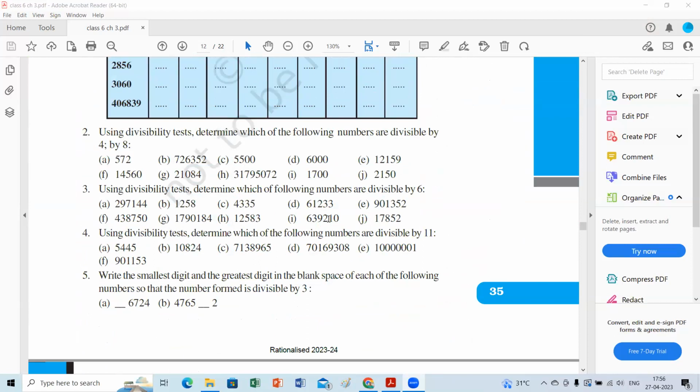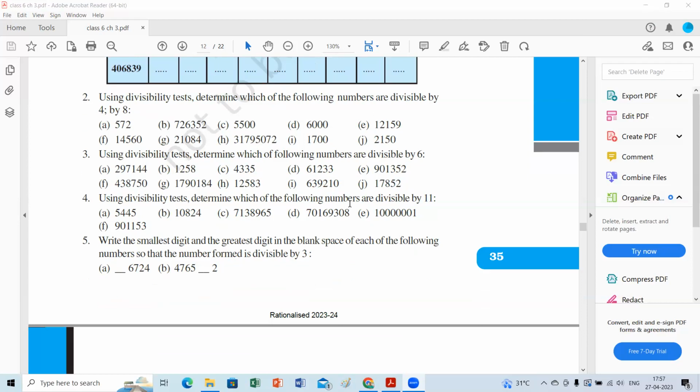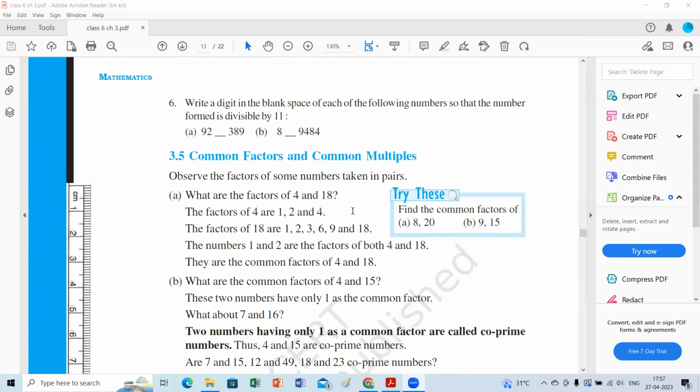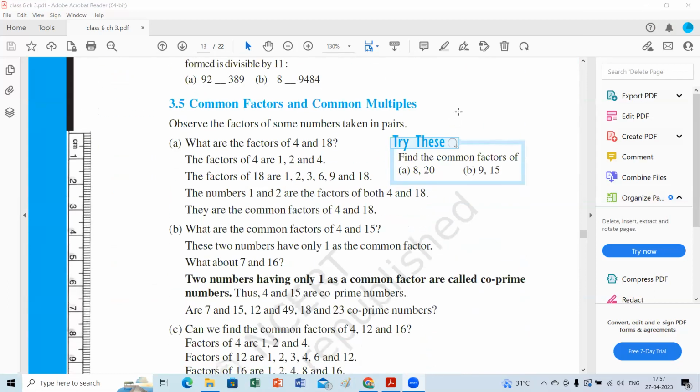For 3, what are the factors? 1 and 3. For 5, 1 and 5. What is the common factor for 3 and 5? 1. It's the highest common factor also 1. So two prime numbers are always co-prime? Ma'am, one pair of prime numbers can make co-prime. Yes, absolutely. Those are the points we need to discuss. Definitely a very good question by Advika.